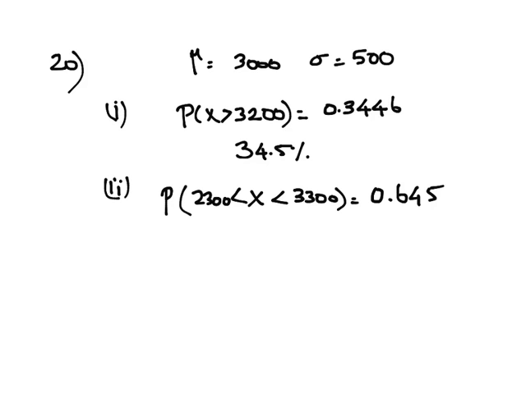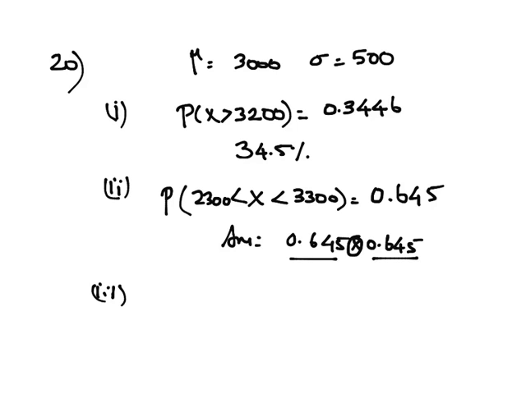That was selecting one person. Now we are selecting two townspeople, and what is the probability that both of them have savings between $2,300 and $3,300? So the answer is 0.645 multiplied by 0.645. The first person should have savings between $2,300 and $3,300, and so, multiplication, the second person should also have savings between $2,300 and $3,300.